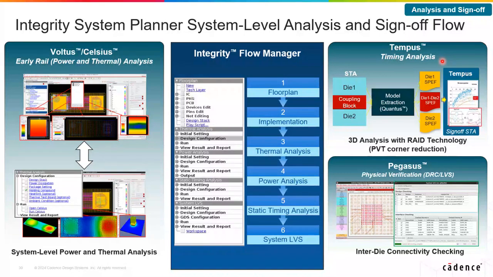As I mentioned, the final step is analysis and sign off. For the system level, all the dies and packages are assembled, and the final system should be analyzed for power integrity, thermal, mechanical stress and so on, and timing. Also physical inter-die connectivity should be checked for sign off. We use Pegasus for this verification, DRC design rule check, or LVS layout versus schematic check. All these sign off and analysis tools are available in Cadence.